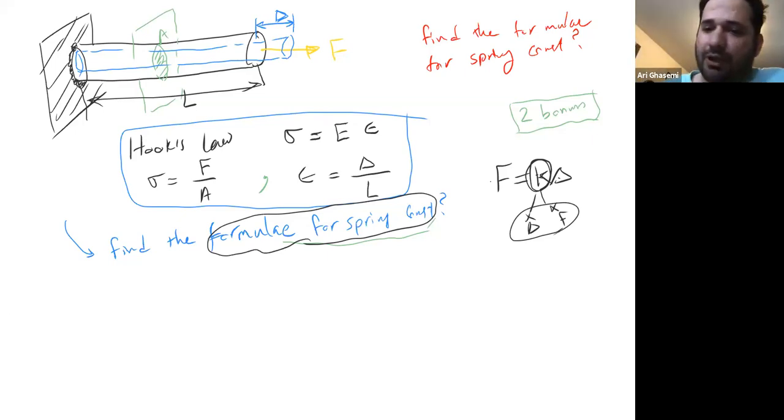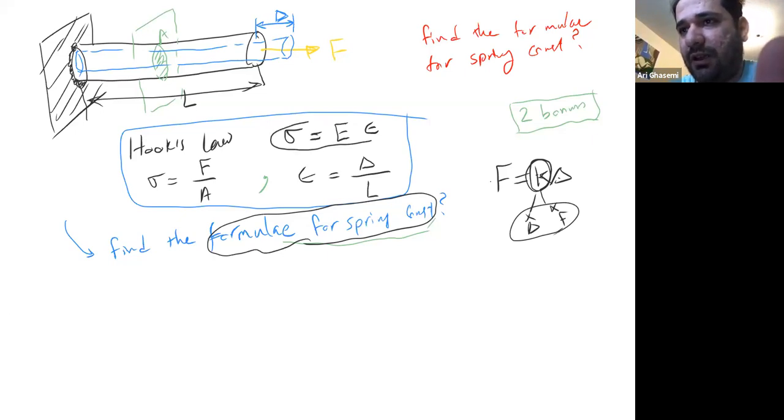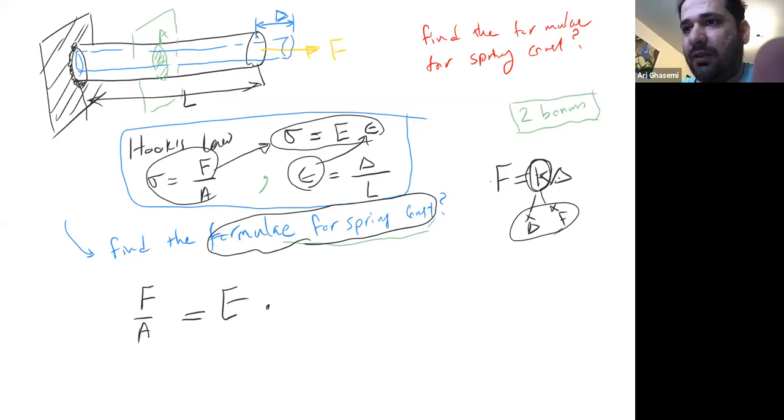Now let me go ahead and solve it. We're going to have more opportunities. So look at this equation. Let's substitute sigma here with F over A, and let's substitute epsilon here. What do I get? Sigma is equal to F over A, which is equal to E times, instead of epsilon, I put delta over L.